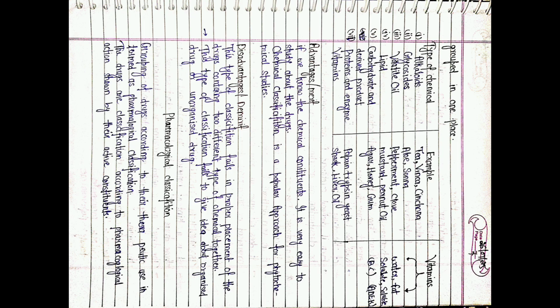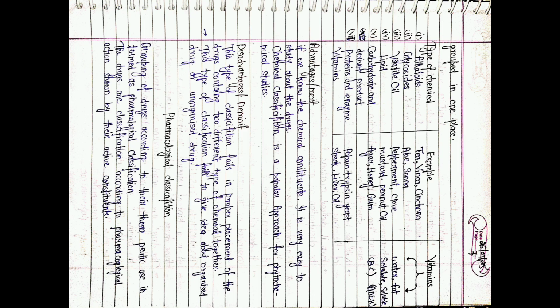3. Volatile oils: peppermint, clove. 4. Lipids: mustard, peanut oil. 5. Carbohydrates and agar: honey, gum-derived products. 6. Proteins and enzymes: papain, trypsin, yeast. 7. Vitamins: shark liver oil. Vitamins are water soluble, B and C, and fat soluble, A, D, E.